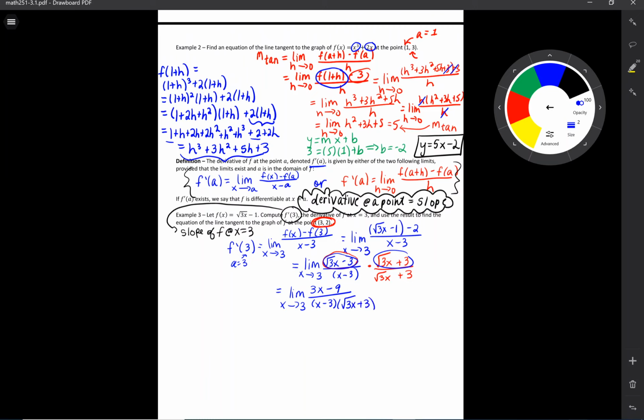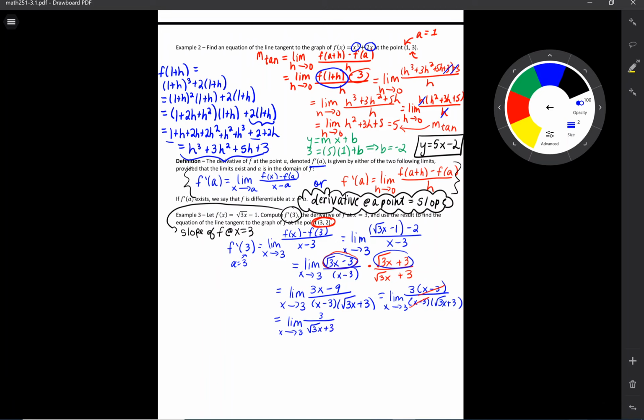Well, I still can't plug in x equals 3, but if I notice on the top here, if I factor out a 3, I end up with the limit as x goes to 3. Factor out a 3 from the top and I end up with an x minus 3, over x minus 3 times square root of 3x plus 3. Which is great because now this x minus 3 cancels with this x minus 3. And I'm left with the limit as x goes to 3 of 3 over square root of 3x plus 3.